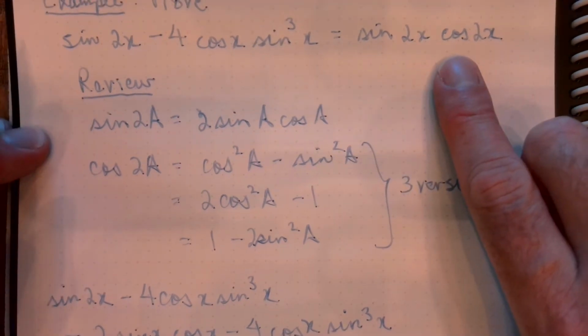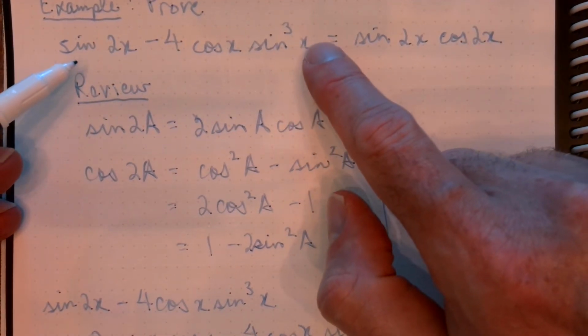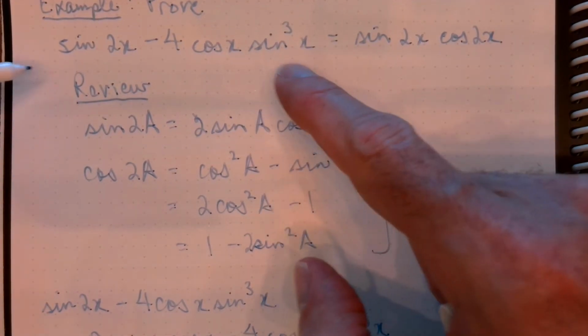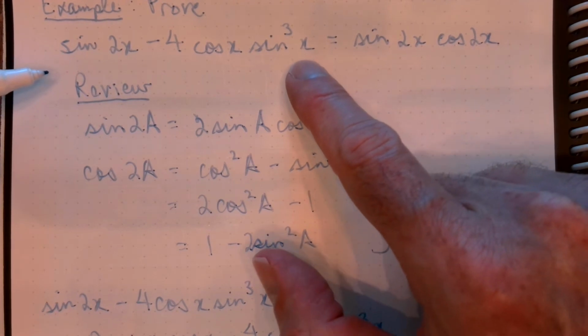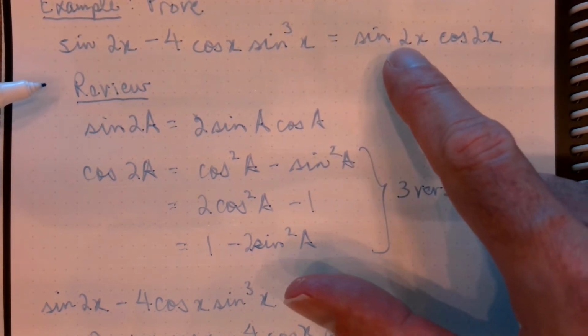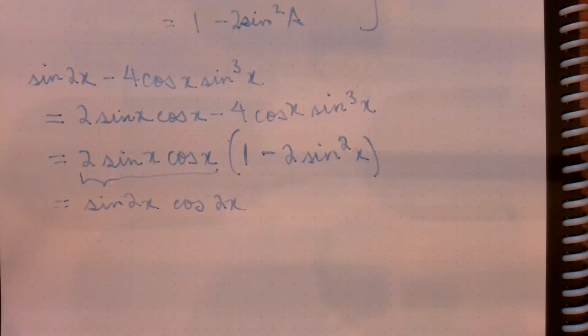And look at what we were asked to do up here. We had this expression, which is what we started with. We started with the more complicated expression on the left, and we were supposed to turn it into sine 2x cosine 2x. And we did that with a couple of applications of our double angle formula. Alright, so very nice application to identities.